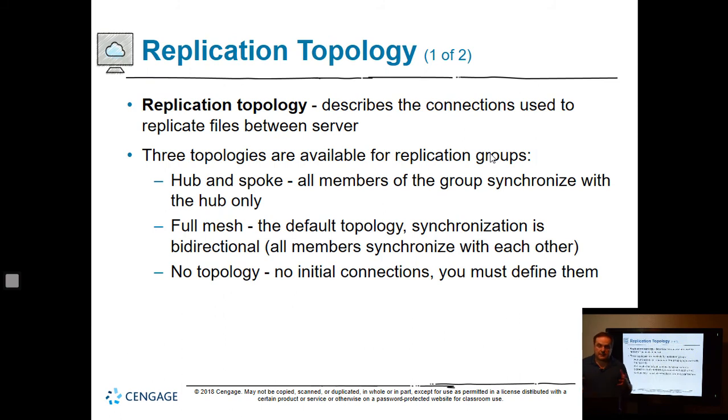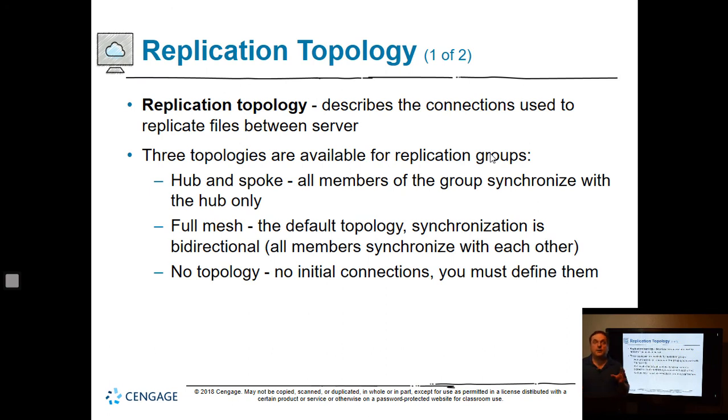So there are different types of topologies. Just like when you set up a network, you've got different types of topologies. Well, same thing with DFS. Hub and spoke, full mesh, or no topology whatsoever. You can define them manually. Hub and spoke basically says you've got a main office, and then you've got all the spokes going to the different offices. I don't typically see that kind of setup with DFS.